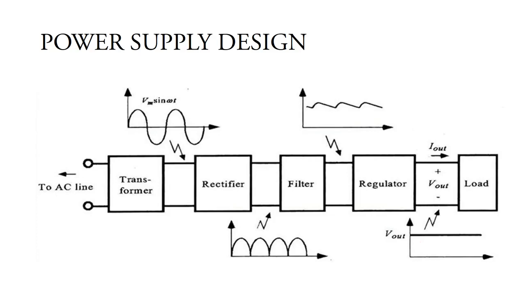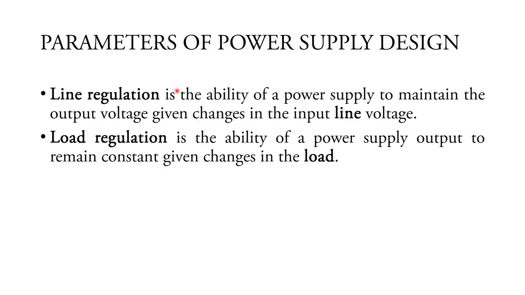Any linear power supply design has two important parameters, line regulation and load regulation. Line regulation is the ability of a power supply to maintain output voltage given changes in the input line voltage. Load regulation is the ability of a power supply output to remain constant given changes in the load. Line regulation is calculated as change in output voltage to the change in input voltage. For an ideal power supply design, line regulation should be 0%. In the sense, if there is any change in input voltage, the output voltage should be maintained constant.